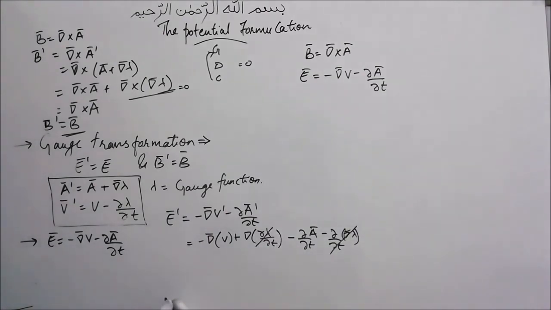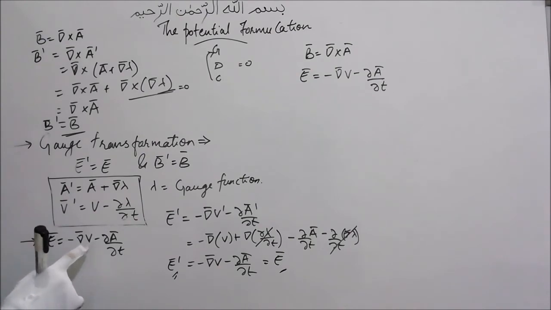This term and this term will cancel out, and we will have minus del bar V minus del A bar by del T. This is nothing but E. So you can see E dash is equal to E. So here even when I change V and A using the gauge transformation, the electric field does not change. That is the gauge transformation. This is pretty simple. You mainly just have to remember the formulas. I'll not do any problems here, and we'll move forward.